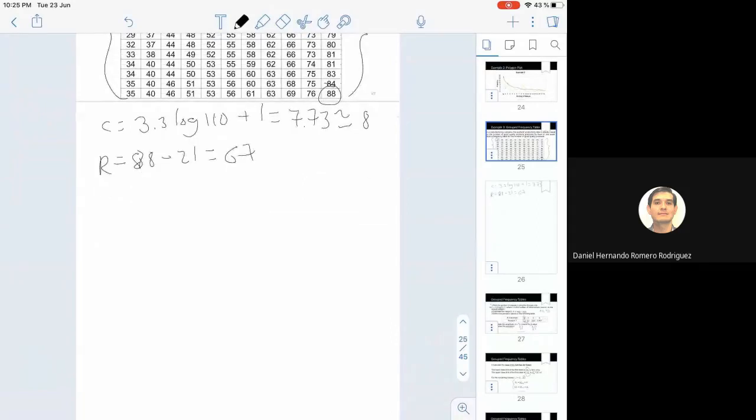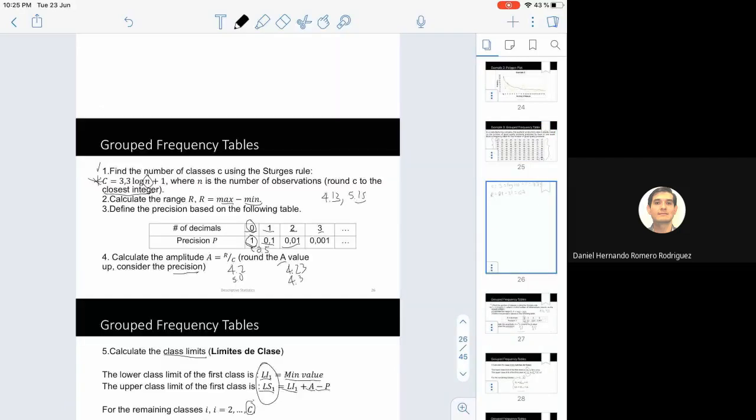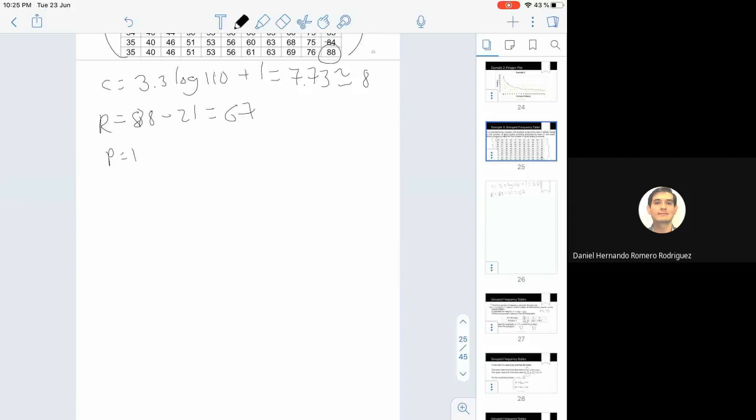And then we find the precision. Since there are no decimals, remember the table here, 0 decimals, then the precision is equal to 1. Precision is equal to 1, no decimals. Next step is to find the amplitude, which is the range divided by the number of classes.